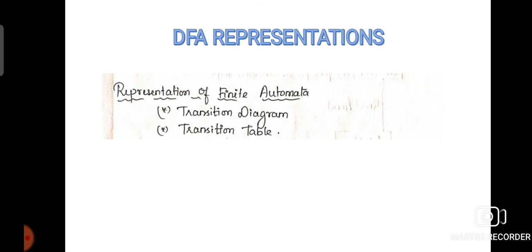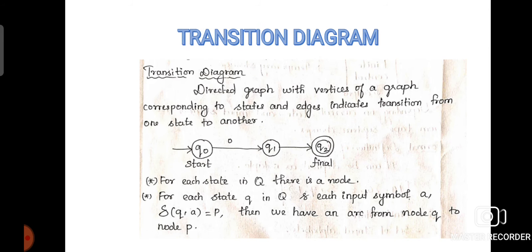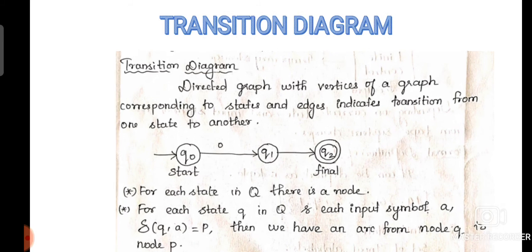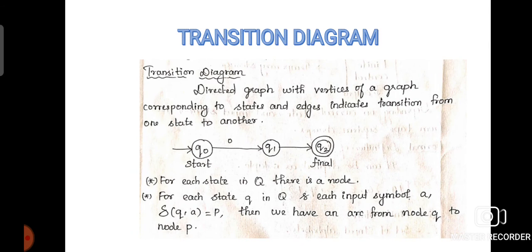When we represent this kind of systems, we will use 2 methods for the representation. They are the transition diagram and the transition table. First, let us see the transition diagram. Transition means state transition, that is, state change. While performing the operation, the finite automata system will move from one state to another state. This is called a state change or state transition.